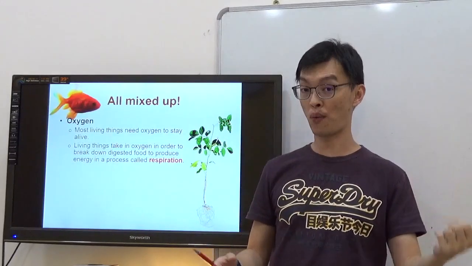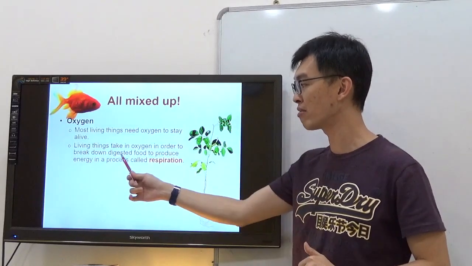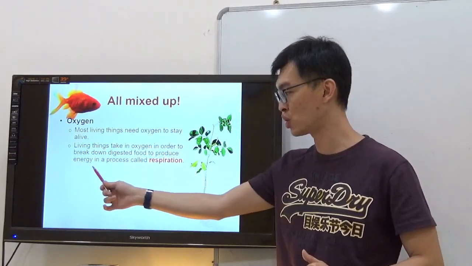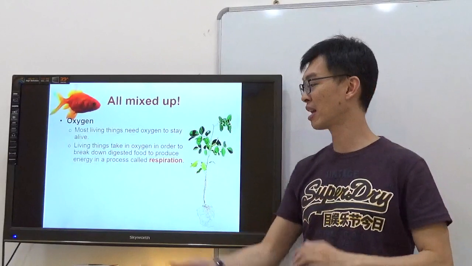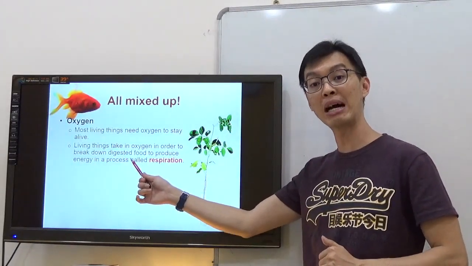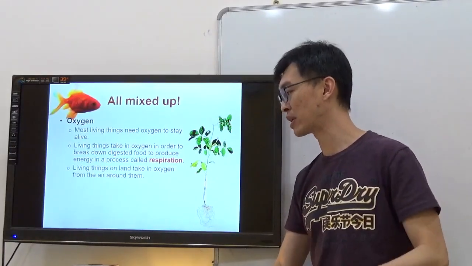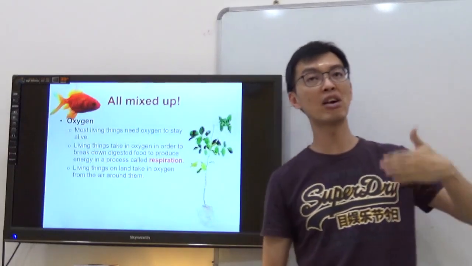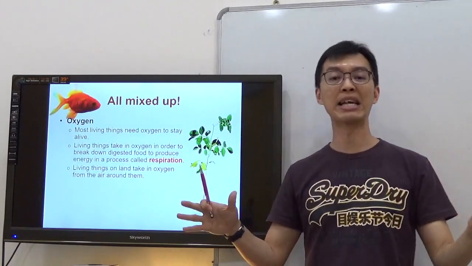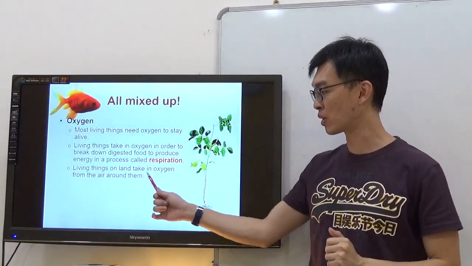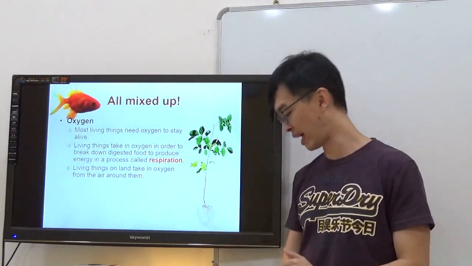Okay, so this is called respiration. They say taking oxygen in order to break down digested food to produce energy. It is called respiration. Basically, it means you take in oxygen, you use it to break down your food to produce energy. So that is called respiration. Just remember, respiration is the taking in of oxygen and giving out of carbon dioxide. Now, take note, all living things need to take in oxygen. So meaning, all living things need to go through respiration, okay?